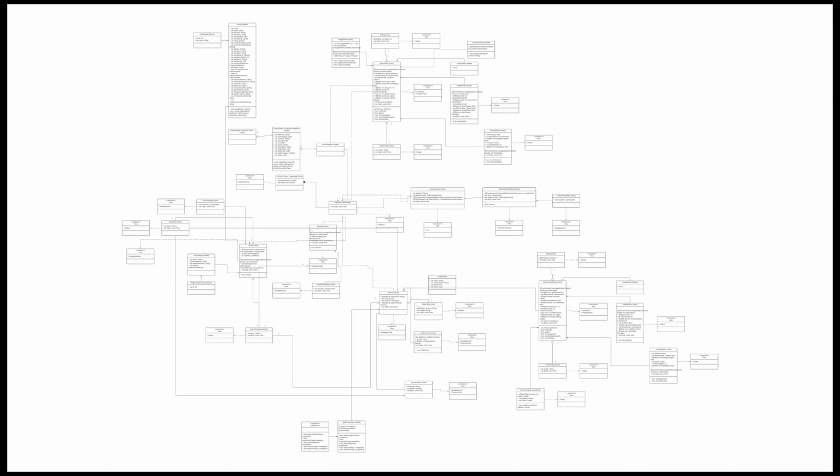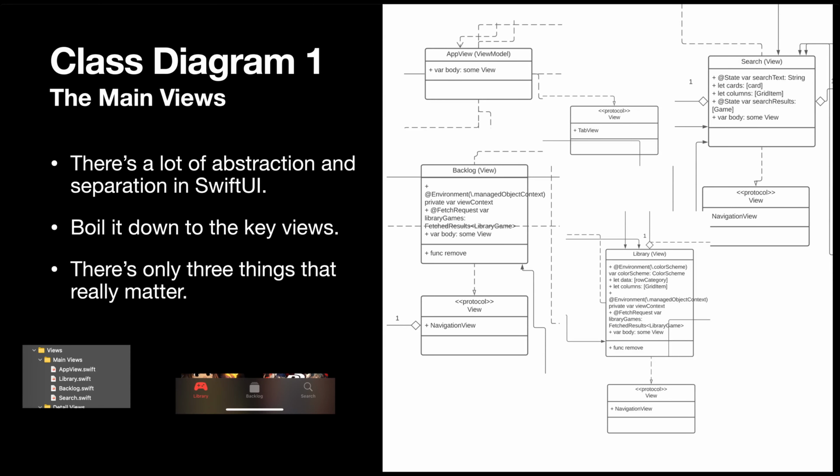So here's my class diagram. It's big. There it is. Did you get it? Okay. So there's a lot of abstraction and separation in SwiftUI. When we look at the massive class diagram, which is more model-view-viewmodel than it is model-view-controller, there's just a lot to look at.